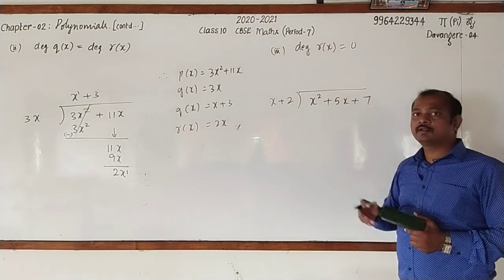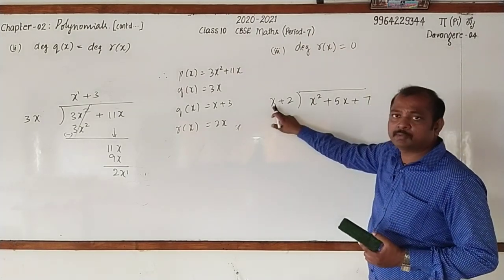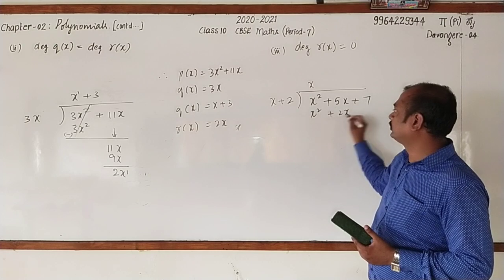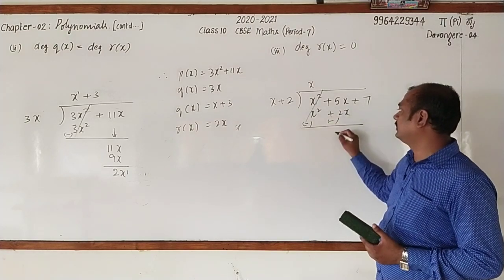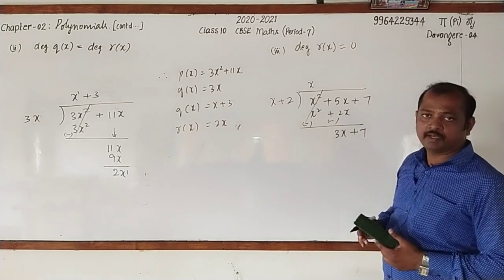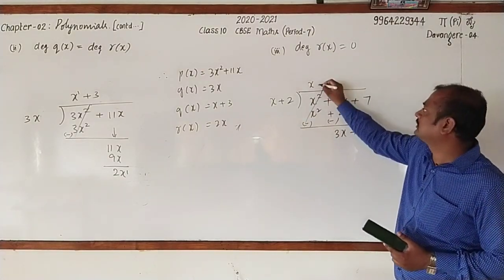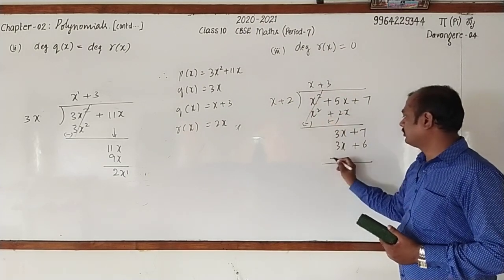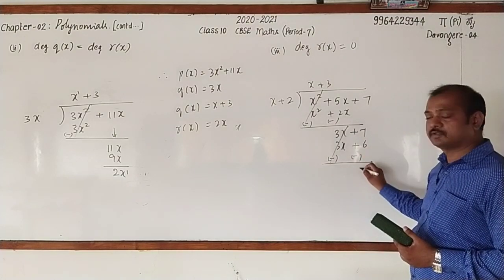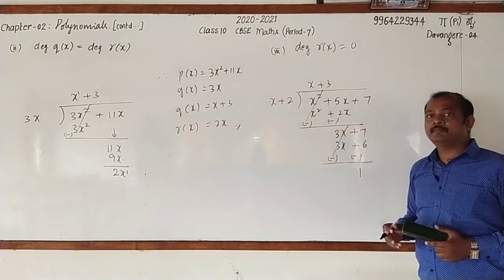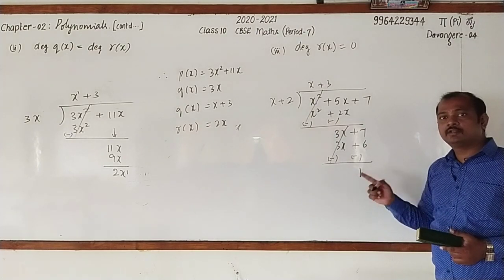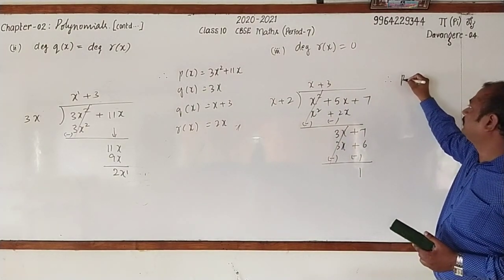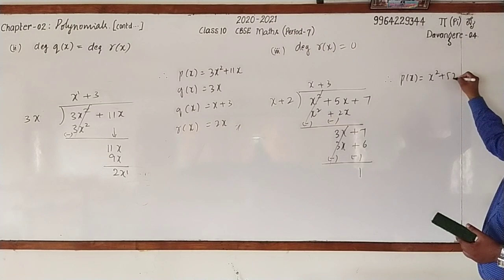I take this as 7. Now, observe it. What should be multiplied with x to get x square? x into x square, x into 2, 2x. Change the sign. Minus, minus. Get cancelled. It is 3x. Then carry down 7. What should be multiplied with x to get 3x? It is 3. Now 3 into x, 3x. 3 2s are 6. Now minus, minus. Cancel. 7 minus 6. How much is it? 1. What is the degree of this constant? 0. Clear?